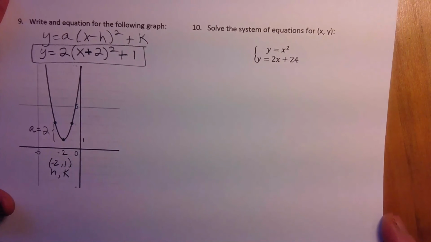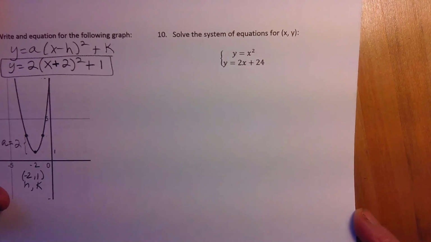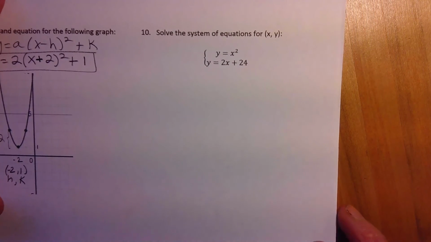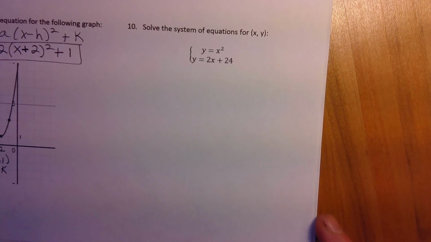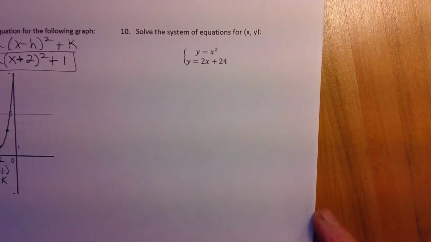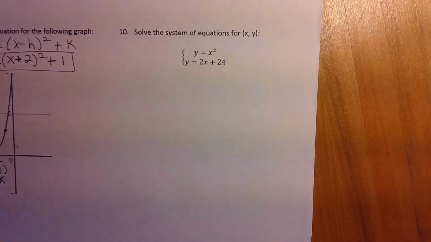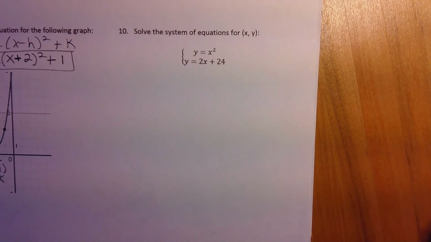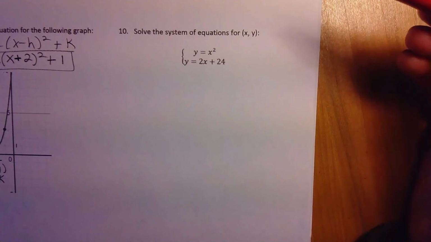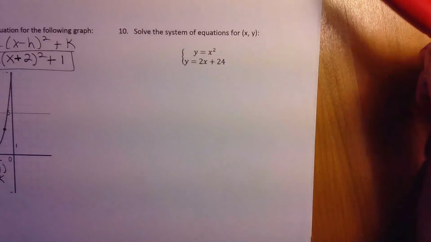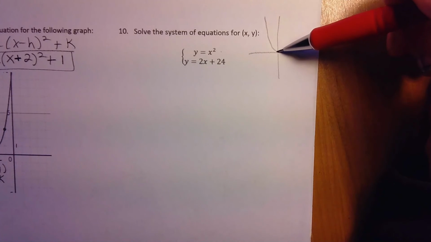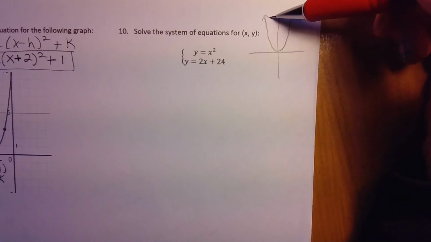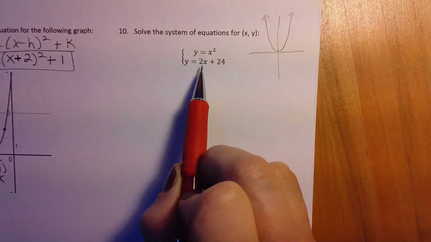All right, and number 10 asks us to solve the system of equations for x, y. Okay, so system of equations. So we've got two together, and what that means visually, even though I don't think we're going to do it with graphing, is that we're trying to find out where they intersect each other and give that answer. That's a parabola parent function, right? There's no shifts or anything different about it. And then this is just a line.